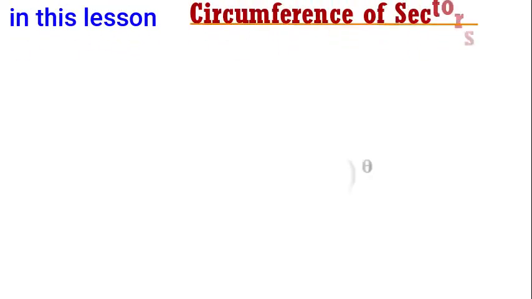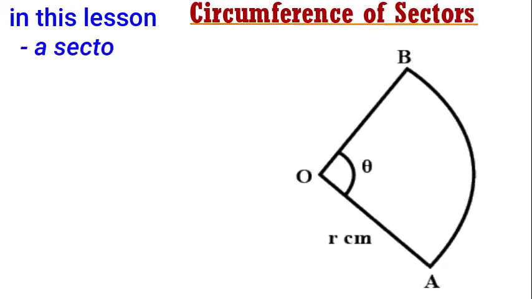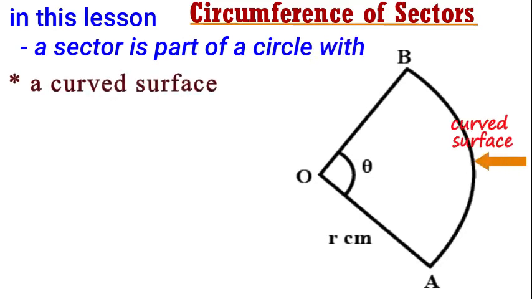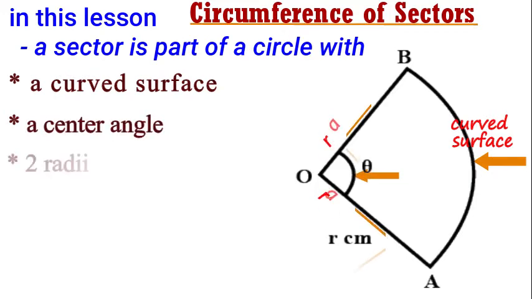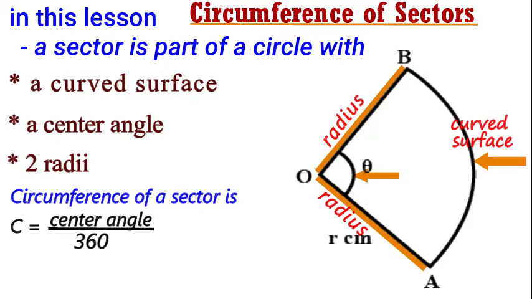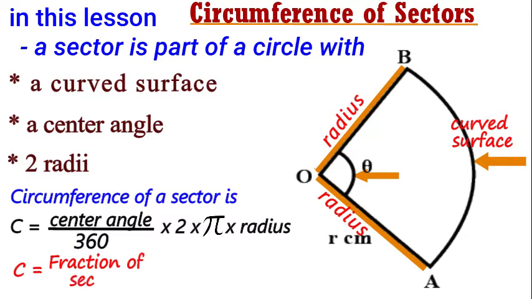In this lesson, let us find the circumference of sectors of circles. A sector is a part of a circle. It has got a curved surface, a center angle and 2 radii. By formula, circumference of a sector is given by the center angle out of 360 degrees times 2 times pi times radius. Or circumference of a sector is given by fraction of a sector times 2 times pi times radius.